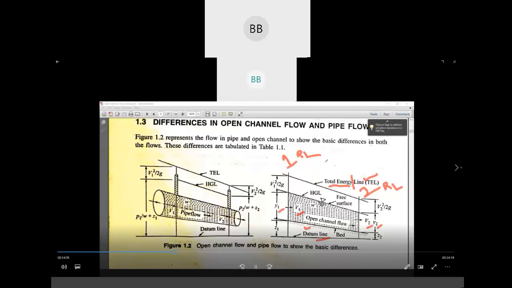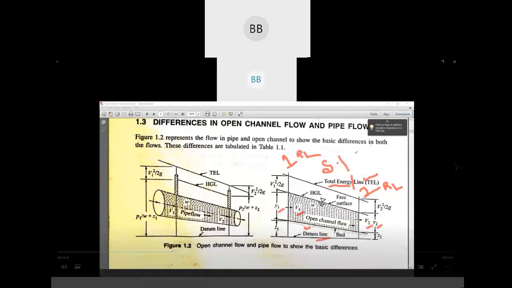Then in the first class I asked you one thing: what is specific energy, and how does it differ? Specific energy is nothing but the energy you calculate with respect to the bottom of the channel. That energy is called specific energy.